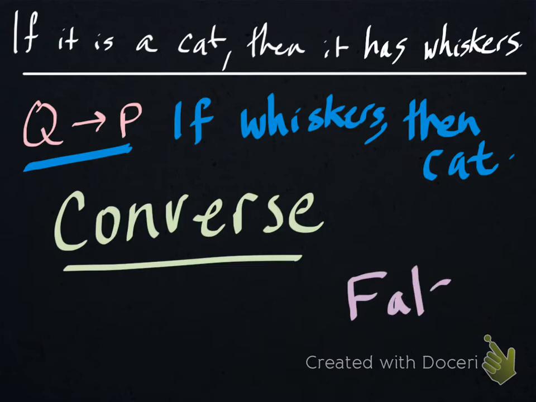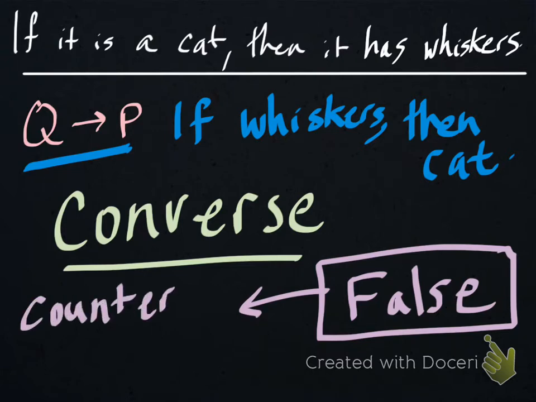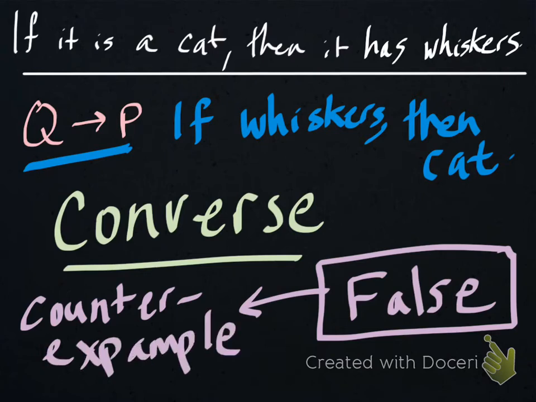For example, dogs have whiskers. You could say that mice have whiskers. Certain kinds of catfish could be considered as having whiskers. So this is a false statement, and those examples I gave of certain kinds of dogs and mice are what are called counterexamples. I'm not going to define this word because it's self-explanatory. Counter means to go against. It's an example that demonstrates why a statement is false. If it has whiskers, then it's a cat is false because of the existence of these counterexamples.